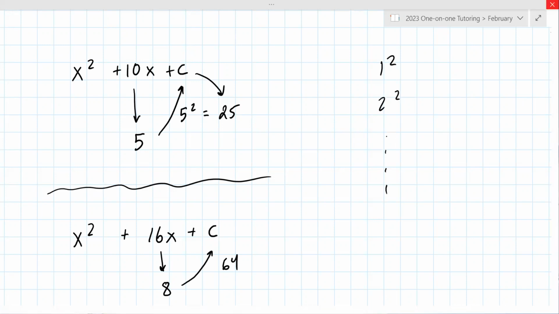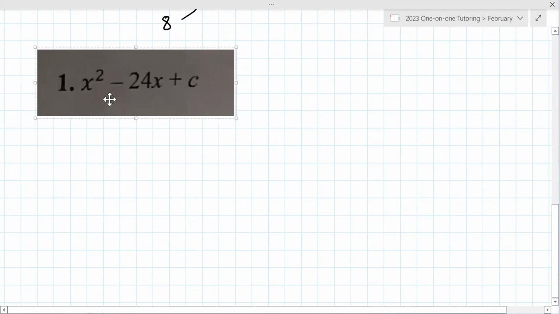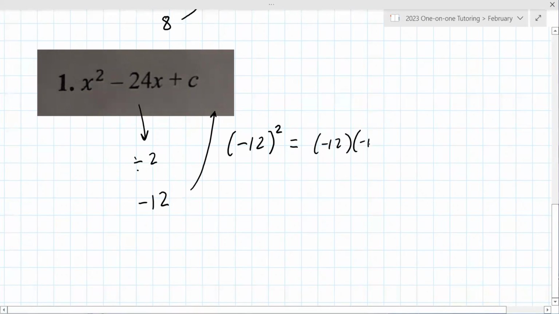Okay. So now there's another style of problem you will see here. Let's go back and look at number 1. Sometimes it's a negative in front. So it's negative 24 in this one. You still cut it in half. So you still divide by 2, which is negative 12. Now, when you square it, it's the whole thing squared. It's negative 12 squared. So it's always positive in this case. Negative 12 times negative 12 becomes positive 144.